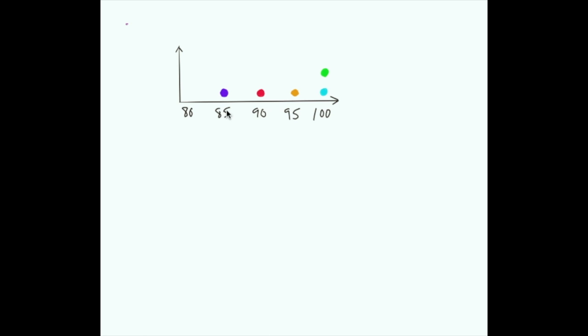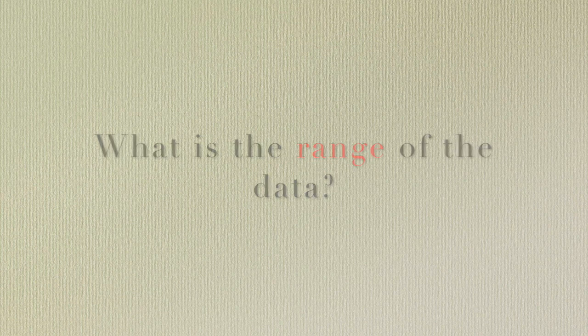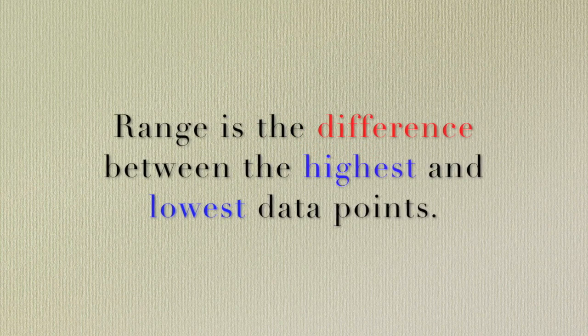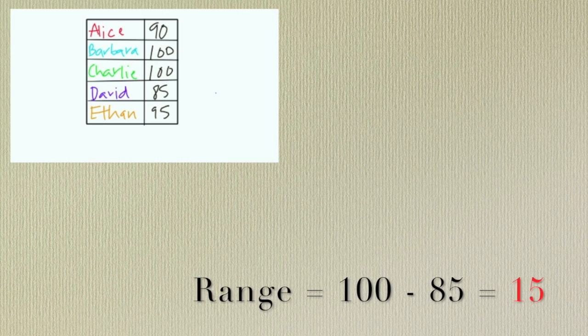0 people scored 80, 1 person scored 85, 1 person scored 90, 1 person scored 95, and 2 people scored 100. That essentially has the same data as the list of numbers 85, 90, 95, 100, and 100. So it's just another way of representing it. And once the data is arranged in a more suitable way, we could start to ask ourselves interesting questions like, what's the range of the data? And range is just the difference between the highest and lowest data points. So the range of the data is 100 minus 85, which is 15.